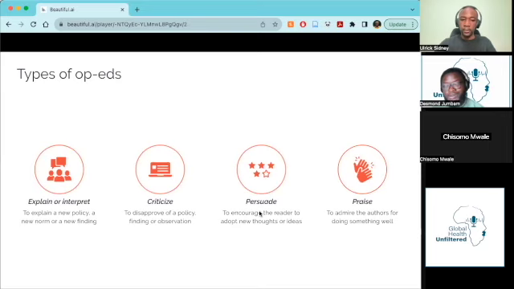The other reason why people can write op-eds is to criticize, right? So while Obama was writing his op-eds to persuade and explain Obamacare, there were those that were writing to criticize his policy that was about to pass. It can be written to persuade, right? Encourage readers to adopt new thoughts and new ideas. It can be written to praise, right? You can praise something that someone has done, something that has been published, an action by a politician, or an action by someone in your community.